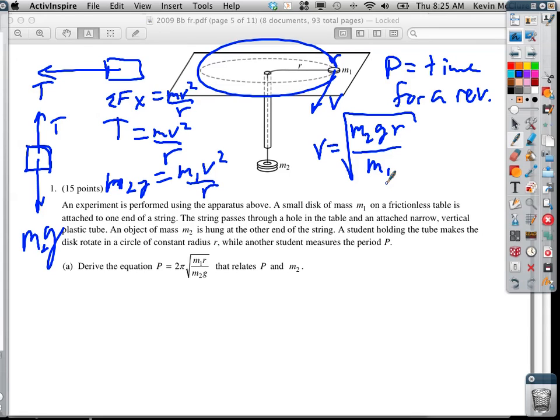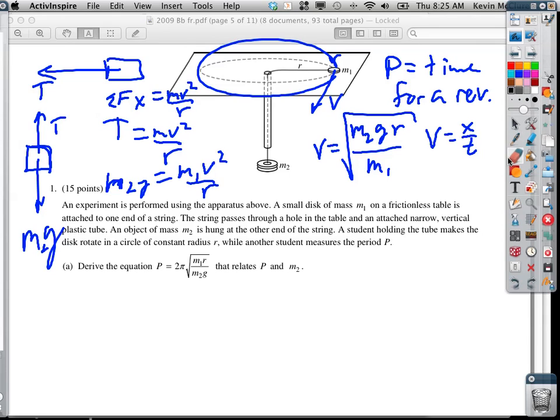X equals V times T, or V is X over T. I think that's simpler, but I don't know. It's up to you. But anyways, I don't want to beat a dead horse. The point is, you take this. Do you see what we're doing? Yeah, it's just distance over time.